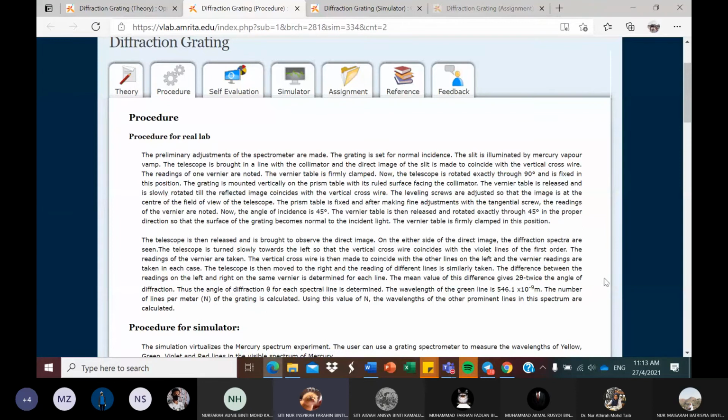The wavelength of the green line is 546.1 times 10 to the negative 9 meter, while the number of lines per meter, whose symbol is n, of the grating is calculated. Using this value of n, the wavelengths of the other prominent lines in the spectrum are calculated.